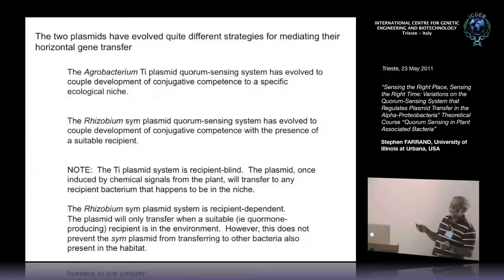Note, the Ti plasmid is recipient blind. The plasmid, once induced by chemical signals from the plant, will transfer to any recipient bacterium that happens to be in the niche. On the other hand, the rhizobium system is recipient dependent. The plasmid will only transfer when a suitable hormone-producing recipient is in the environment. However, because conjugative transfer systems are promiscuous, this does not mean that the Sym plasmid cannot transfer to other bacteria. It just means that the Sym plasmid needs a recipient around in order to turn on its conjugative transfer system.